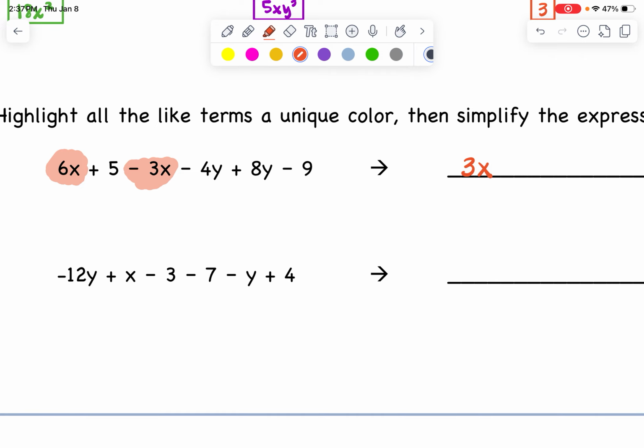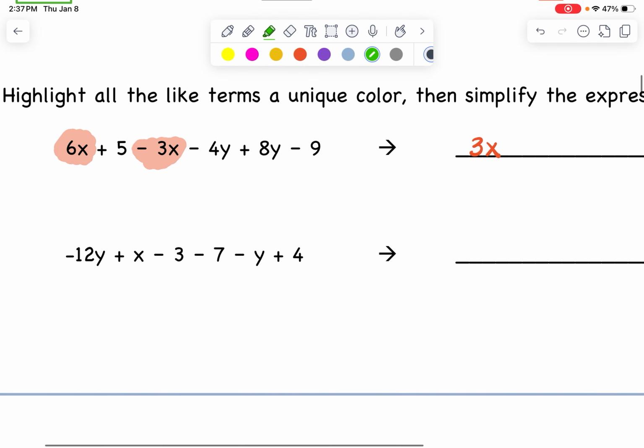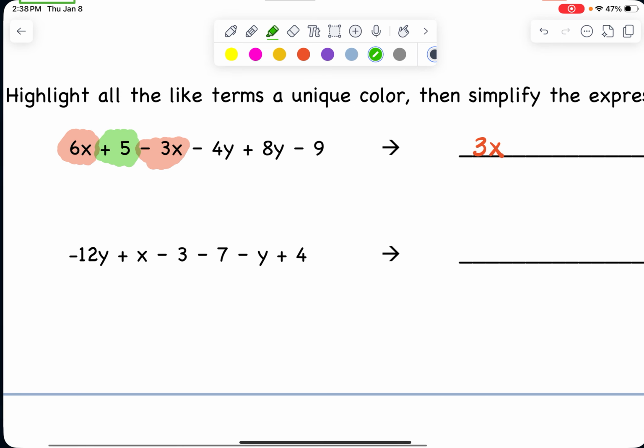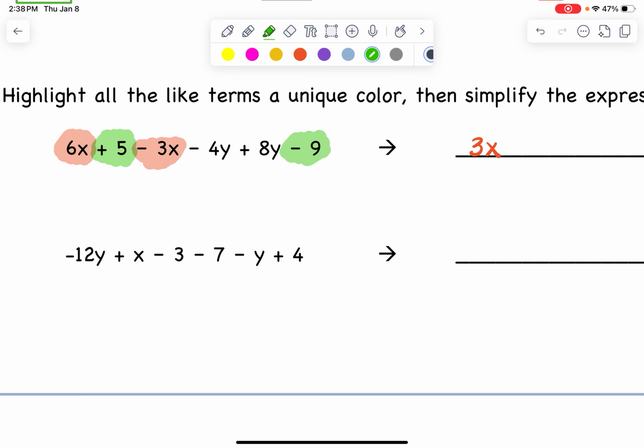Then I'm just going to kind of go in order. The order doesn't really matter to me. I'll talk more about that in a second. Next up, I have a constant. So I'm going to scan all the way to the end, and oop, looks like we've got another constant right there. So I'm going to be able to combine my positive 5 with my negative 9, which is going to give me negative 4. And then I'm going to move to my last term, which is a y term.